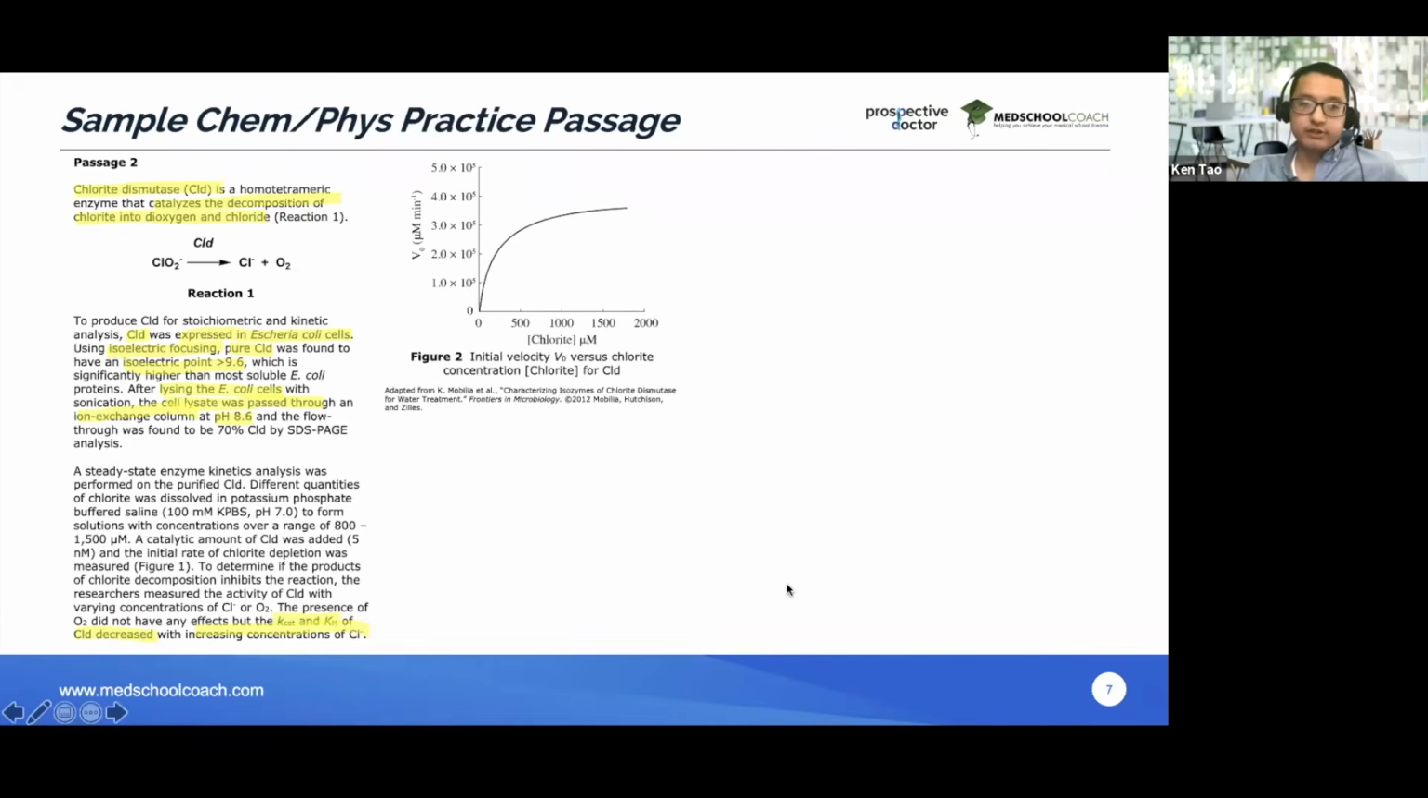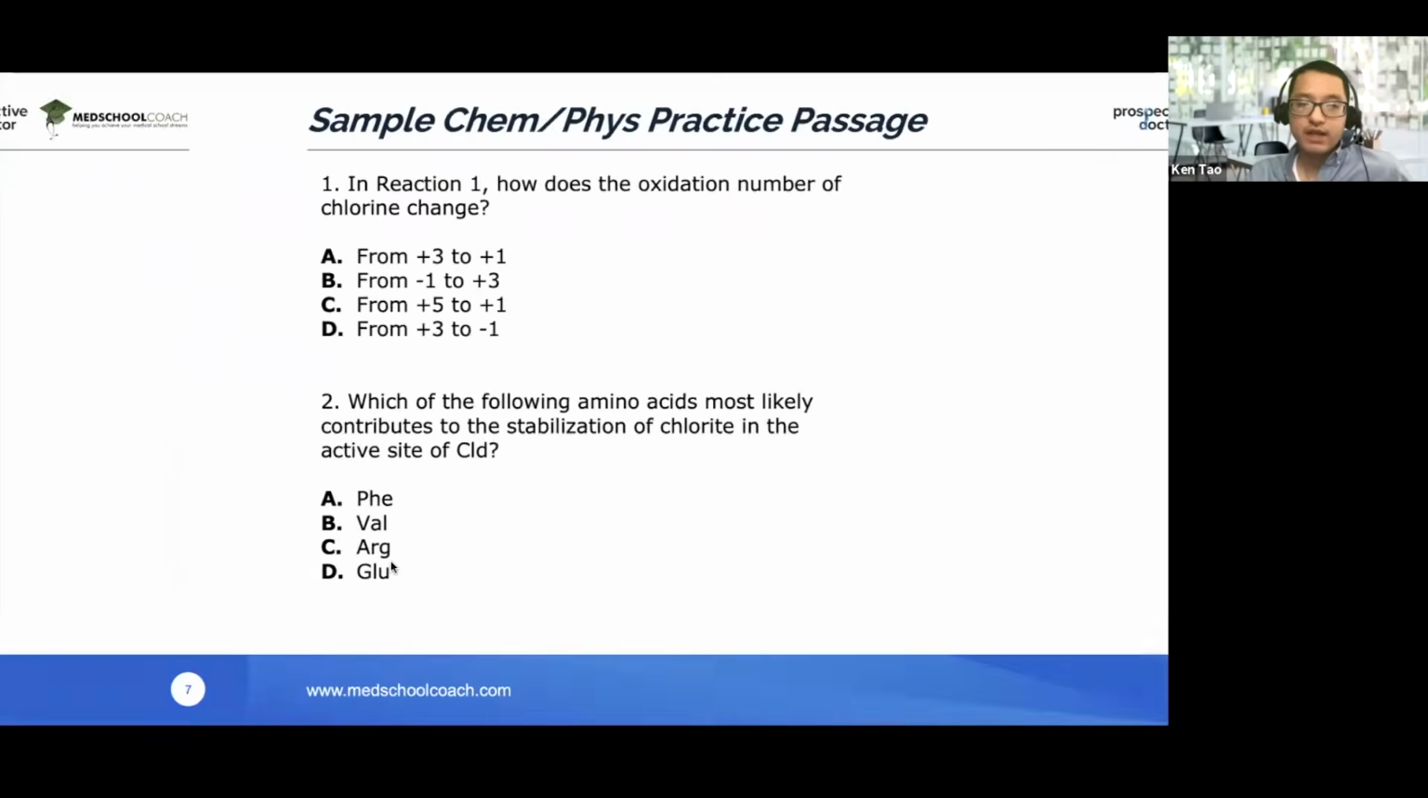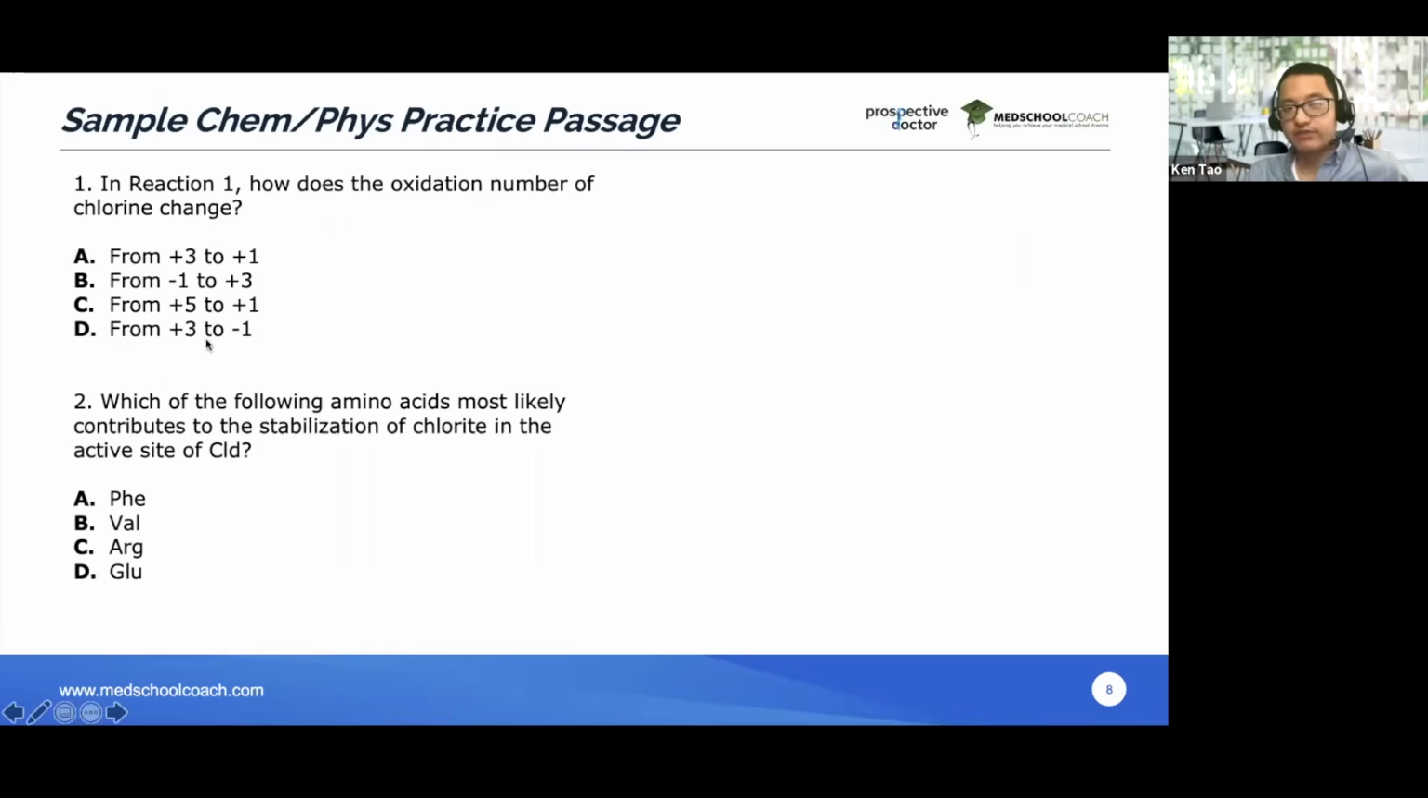Okay, so this is the passage as you should read through it, and when you're looking at ChemPhys passages, your goal should be to get through the passage in a couple of minutes, right? That's not unreasonable because ChemPhys passages aren't like CARS passages, so it's not a ton of text. So 2 minutes is very reasonable. So let's go ahead and start with this first question.